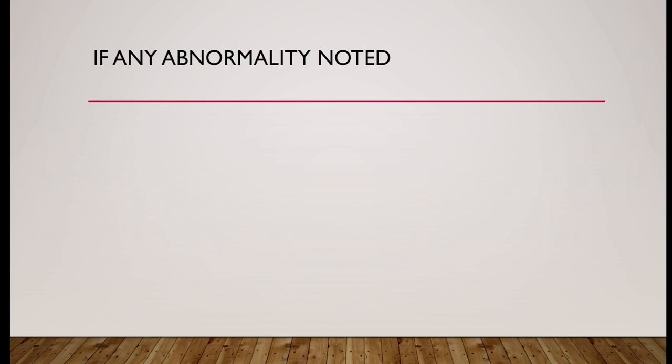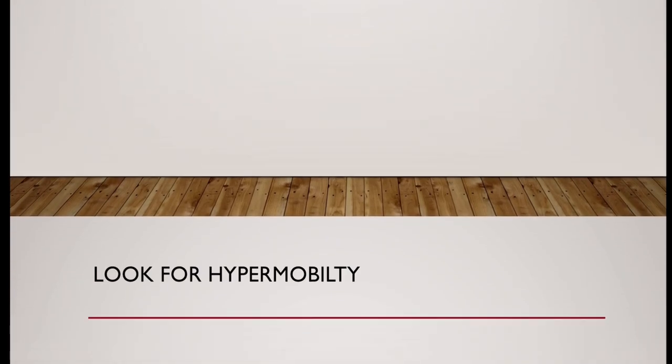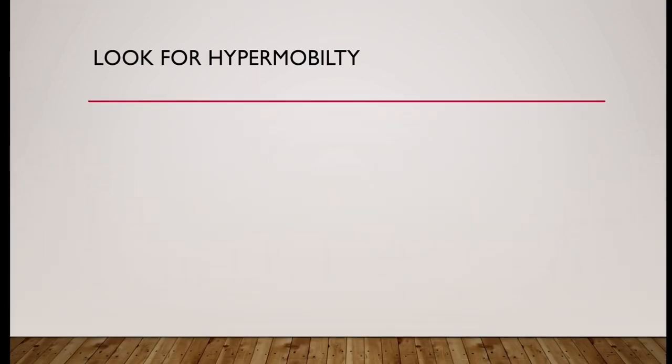Look for any abnormality noted and do the examination. If any abnormality is noted, examine one joint proximal and one joint distal to the joint involved. Read all joint functions and movements from the book. Look for hypermobility and check the Brighton score.